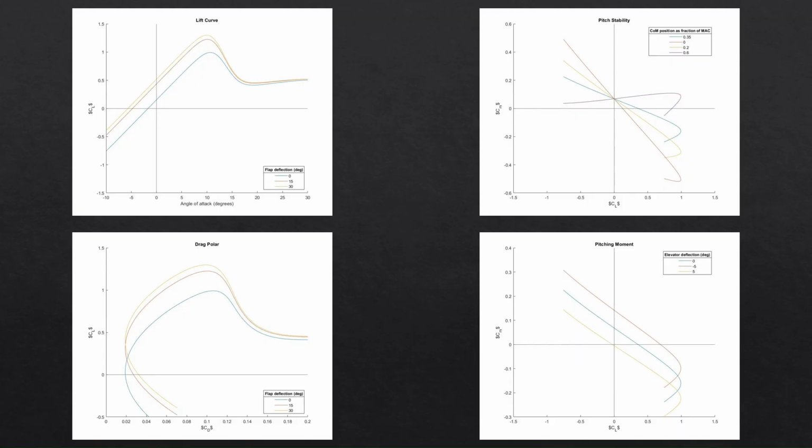Okay, so this is the lift curve, drag polar, pitch stability and pitching moment, and as you can see here, with greater flap deflection there's more lift but there's also more drag. With the pitching moment, they seem to be very equal on either side, and as we increase the elevator deflection we get a lower amount of CL versus CM, and vice versa.